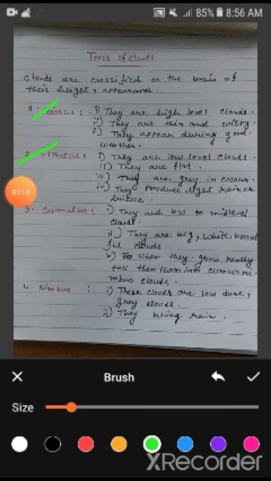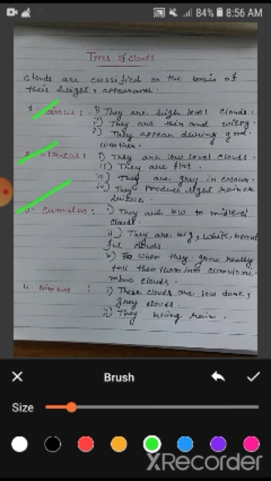The third number is cumulus. The main features of the cumulus clouds are, they are low to middle level clouds. That means sometimes they are found in the lower altitude, sometimes they are found in the mid altitude also. Point number 2, they are bigger in size, their color is white, and they are very beautiful clouds. Point number 3, when they grow really very tall, then they turn into cumulonimbus clouds. So, cumulus clouds, when they grow tall, then only they convert to cumulonimbus cloud.